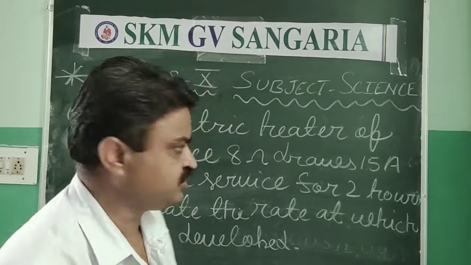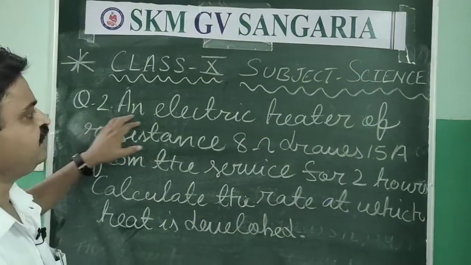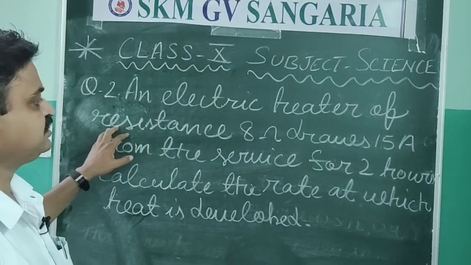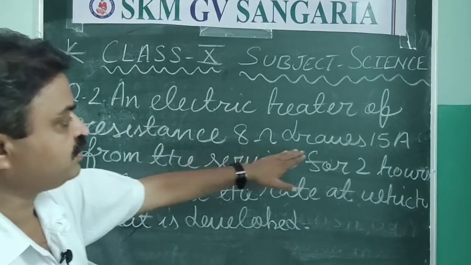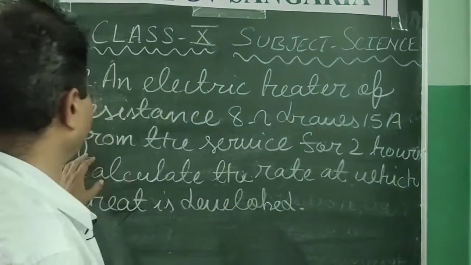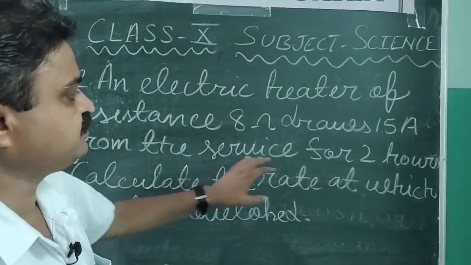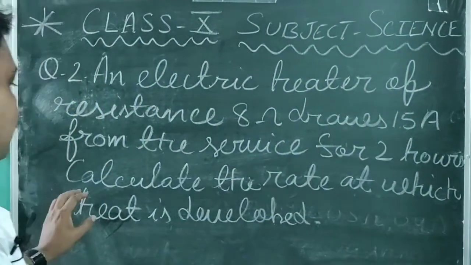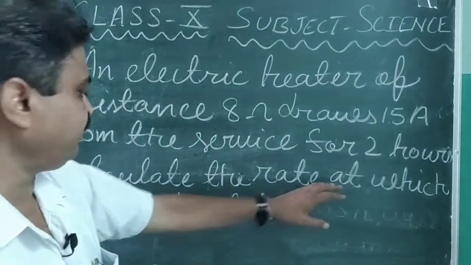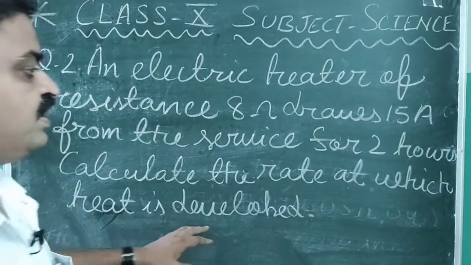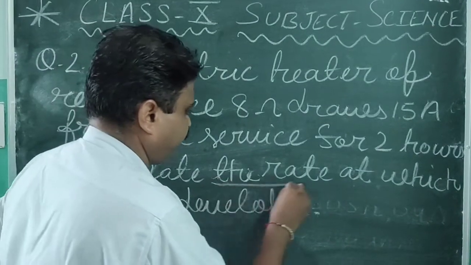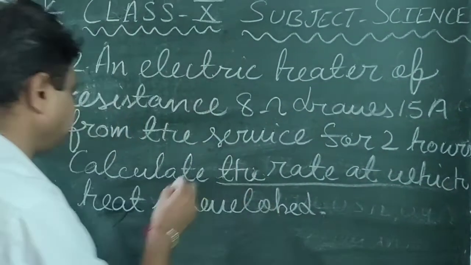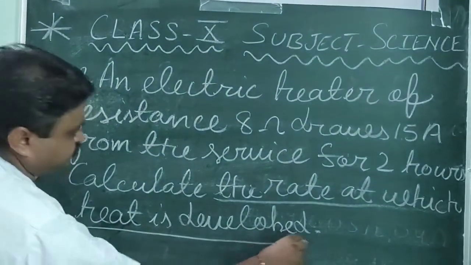So students, in this question, what is given? An electric heater of resistance 8 ohm draws 15 ampere from the service for 2 hours. Calculate the rate at which heat is developed. So what we will try to find out is the rate at which heat is developed.